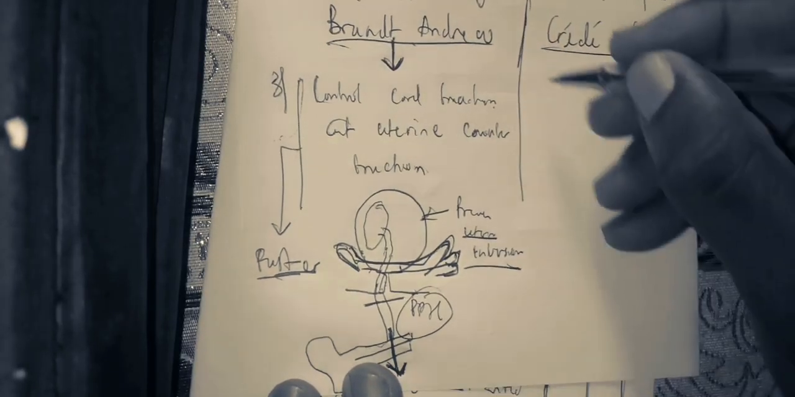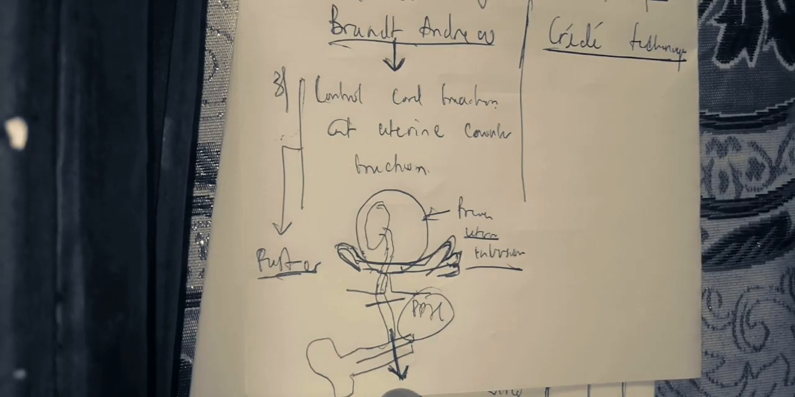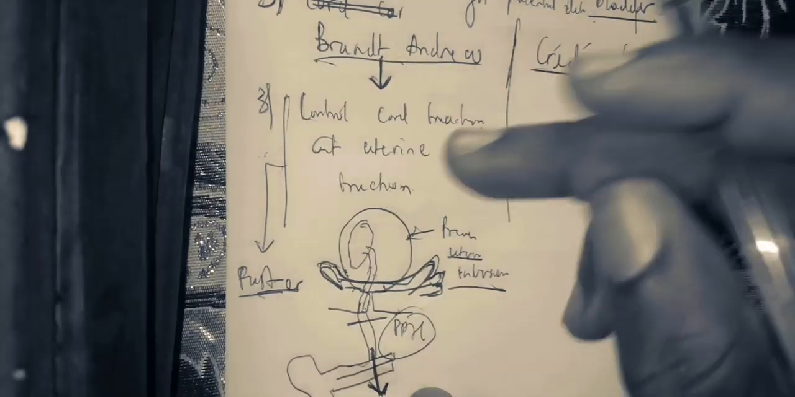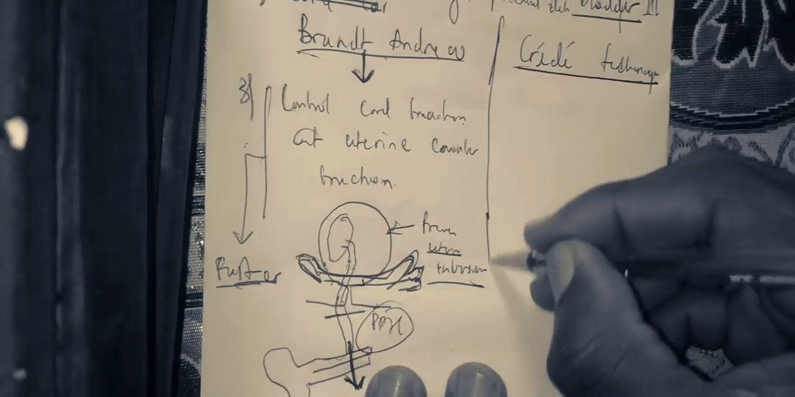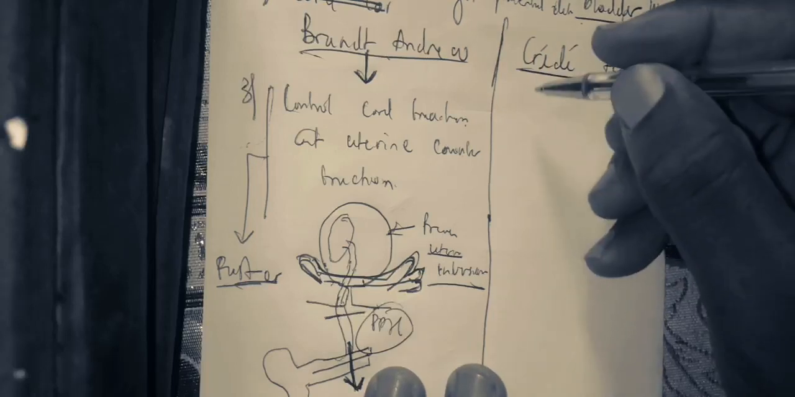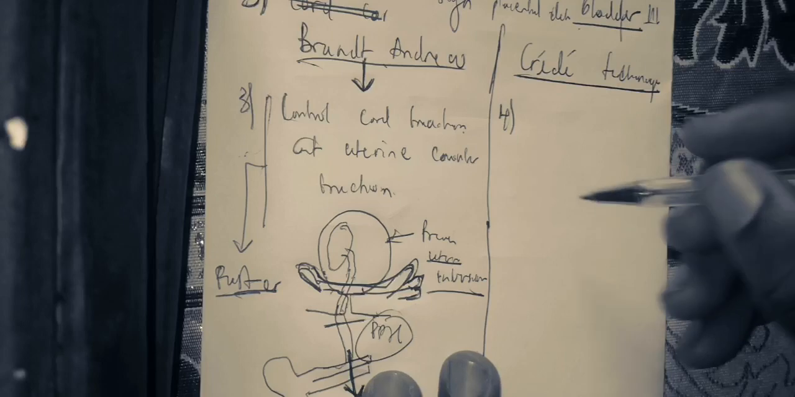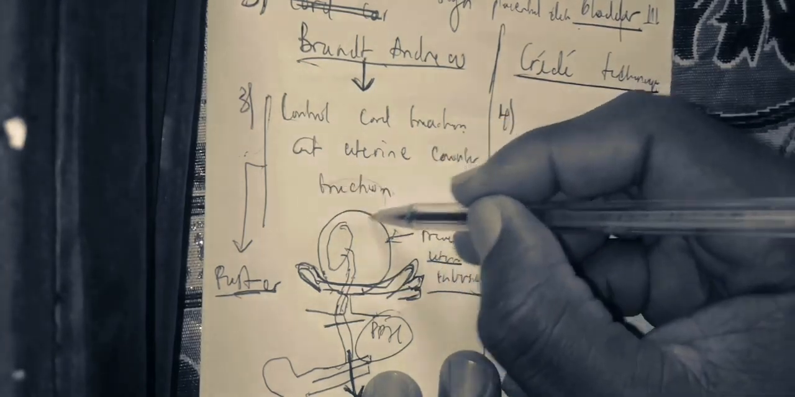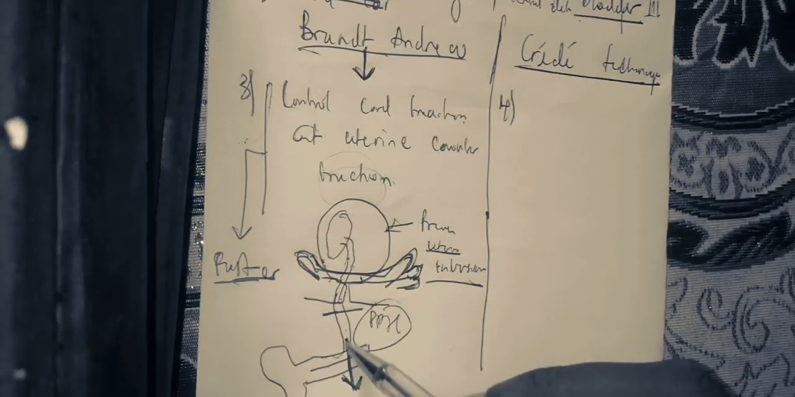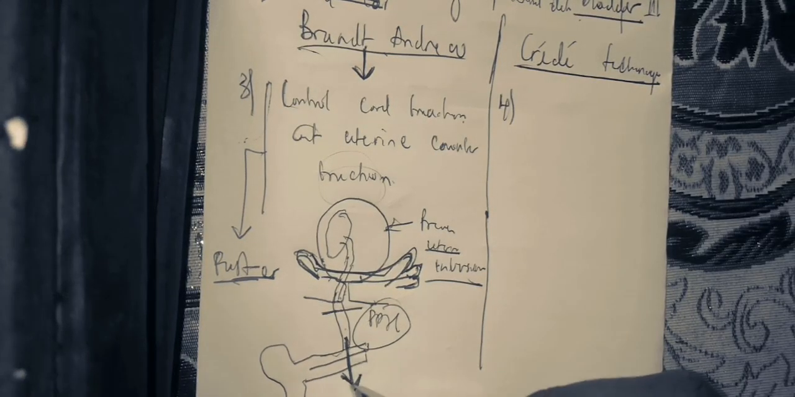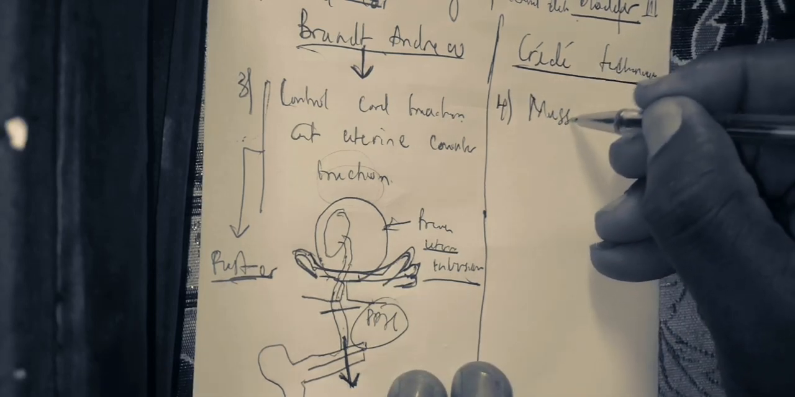Now, the Credé technique is the slowest but the safest technique. The Brown-Andrews is faster, though the Credé is still effective. So the Credé technique, what do you do? In the case of a Credé technique, you just massage at the level of the uterus. So when you're at the level of the uterus, just massage the top of the uterus, basically, and then you leave here. You don't traction at the level of the cord. Is it clear? So you just massage the uterus.